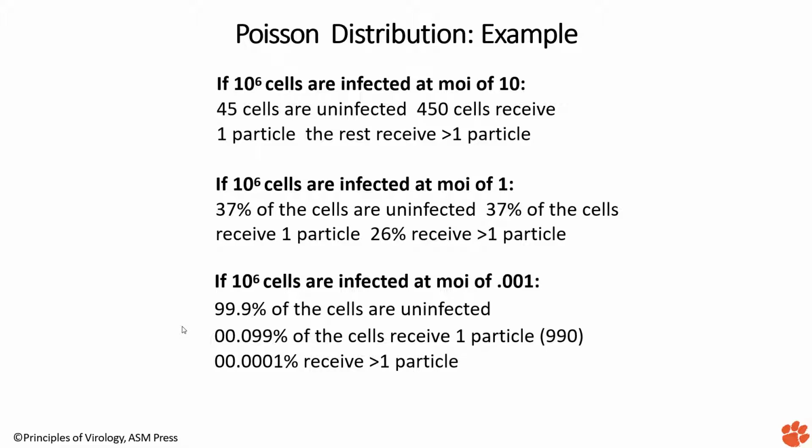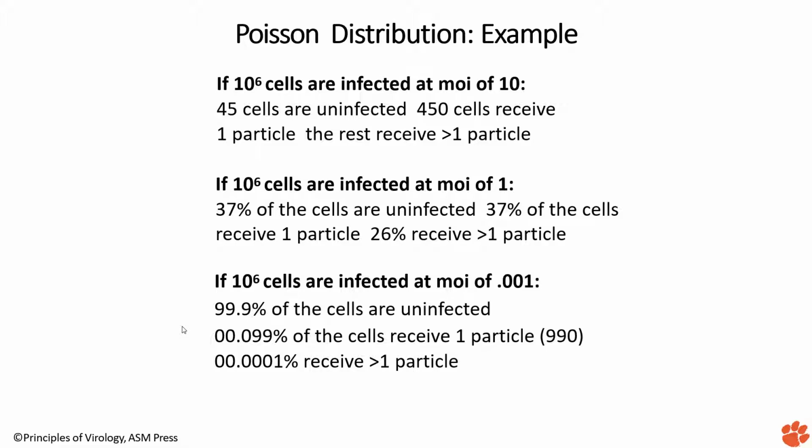You will get a single step growth curve. But if you look at the 10 to the power 6 cells at an MOI of 1 or 0.001, in one case, 37% of the cells are uninfected, whereas 99% of the cells are not infected. So what's going to happen in the middle, at 1 or 0.001? Some of the cells are infected, virus is coming out, infecting some others. So for the first burst, you get a step. Then the next burst, you get another step.